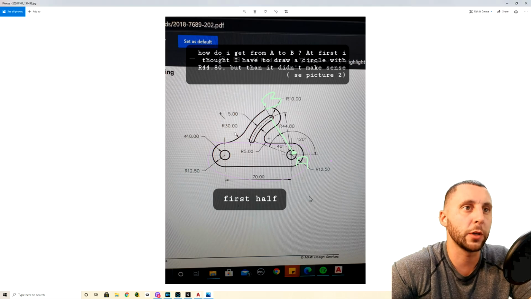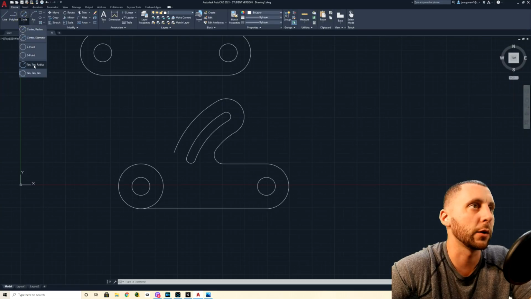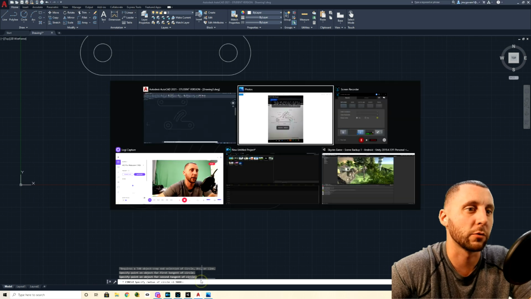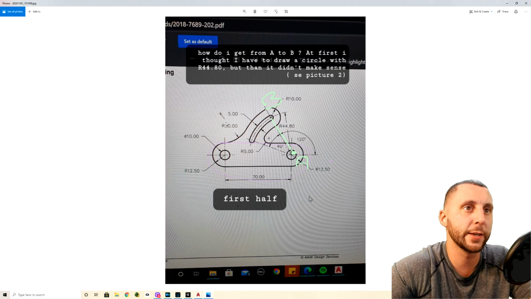So this part here is a tan radius, which means that the curve is tangent to right here on this circle, on the big circle, and is also tangent to this curve. So what you do is you go down here in circle to tan radius. You're going to click the top of this circle and somewhere on this circle, and then it's going to say what is the radius. Ooh, I must have missed that click. Second click. What is the radius? Radius is 30.